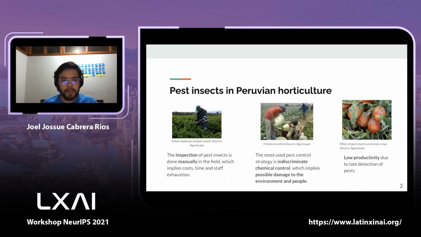Pest insects are a big problem in horticulture. Almost 40% of the production is lost to pests, and in most cases, the most used pest control strategy is indiscriminate chemical control, which implies possible damage to the environment and people. So early detection is key for their control.